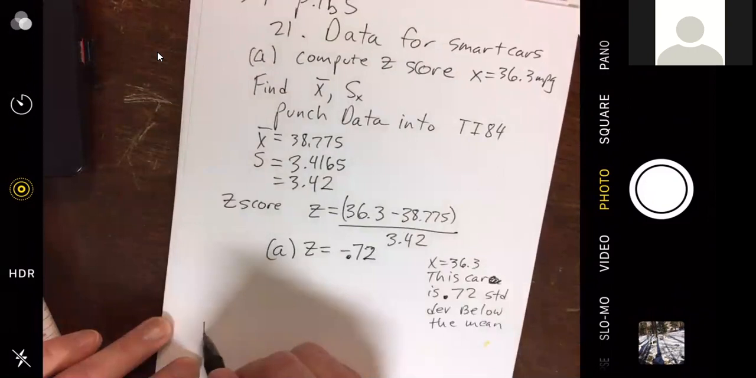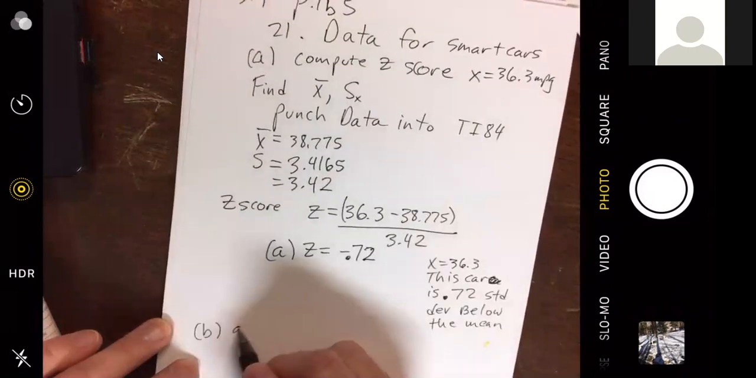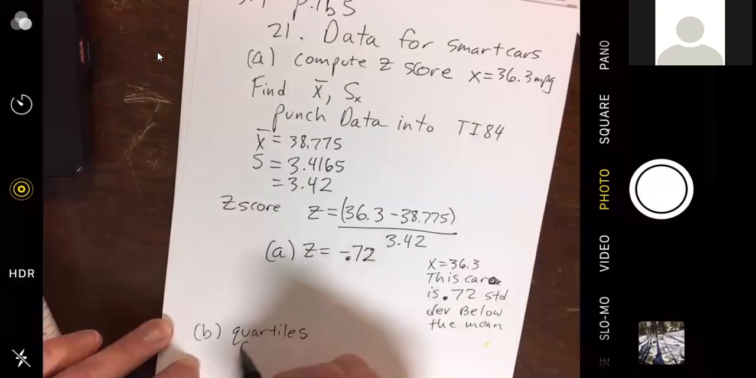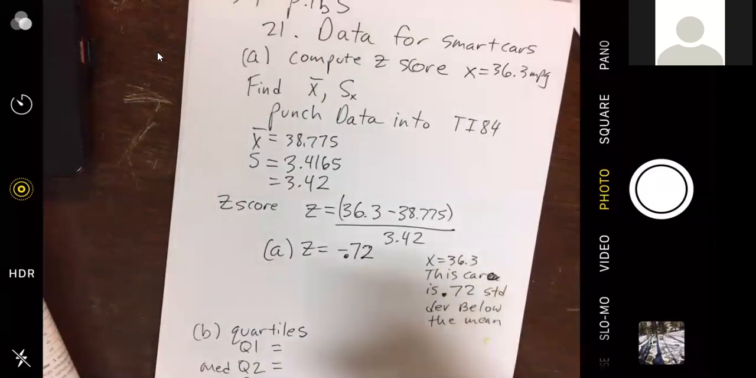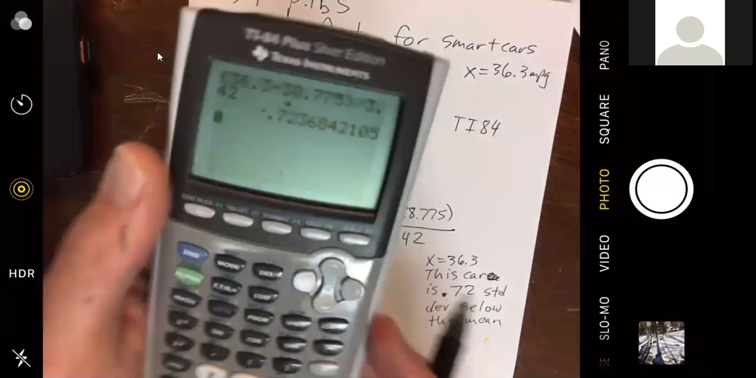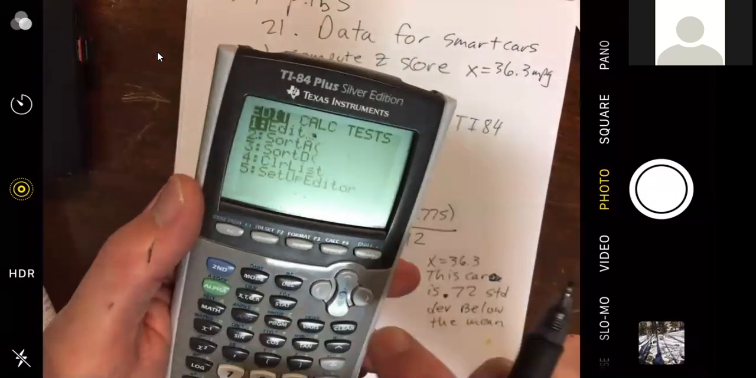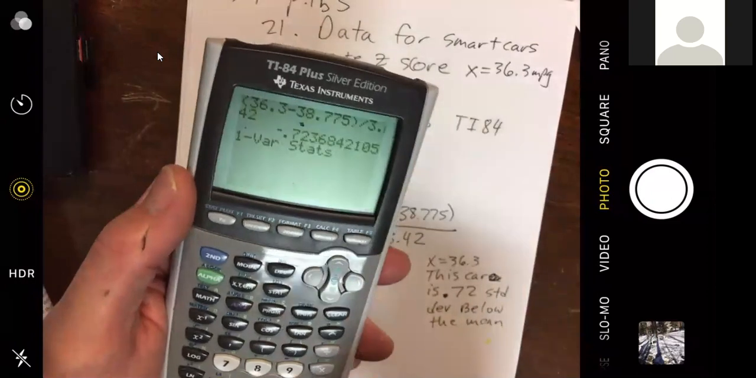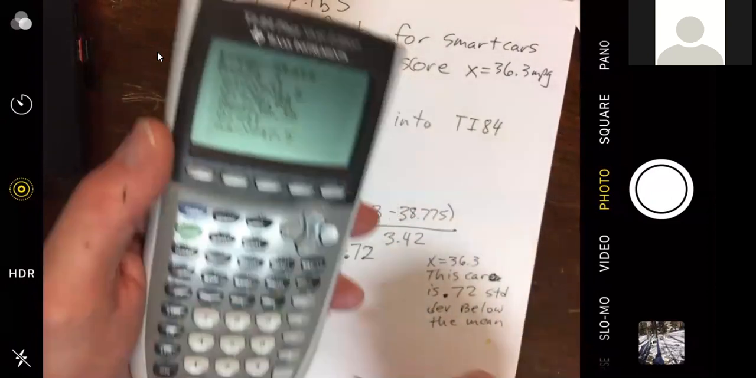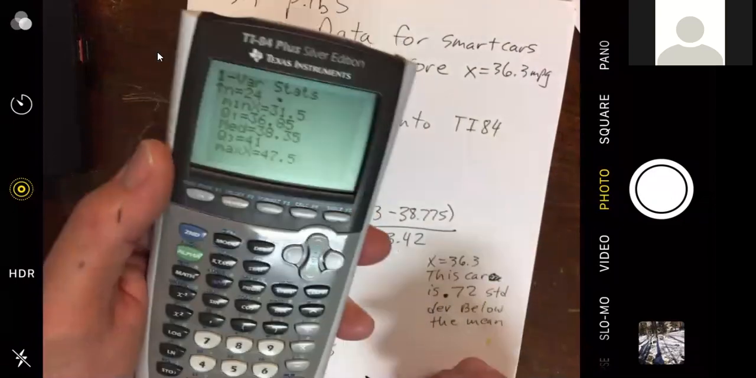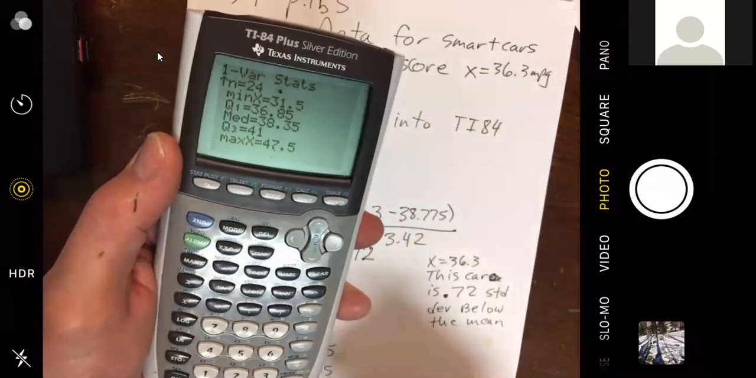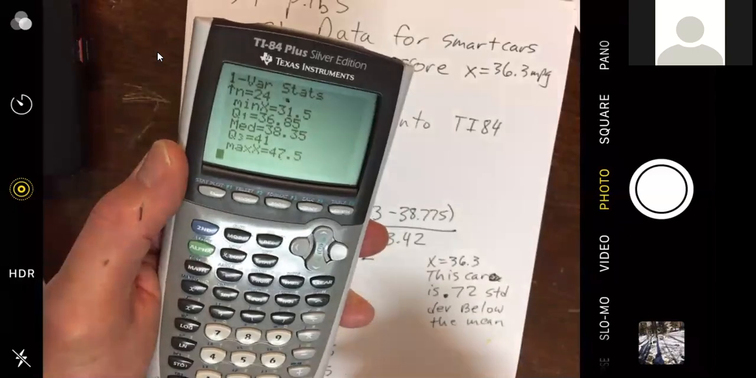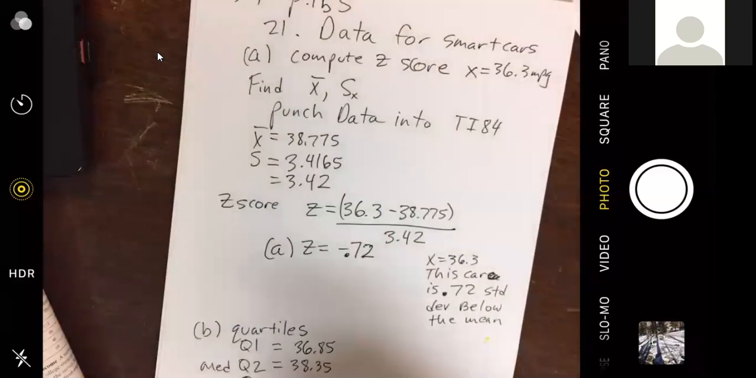All right, B, quartiles. That would be Q1, Q2, and that's median, and Q3. Well, we can go to the second page. I have to repunch the data in. Calc, enter, okay, second page. Q1 is 36.85. Median, Q2, 38.35. Q3 is 41 even. It tells you what those are.